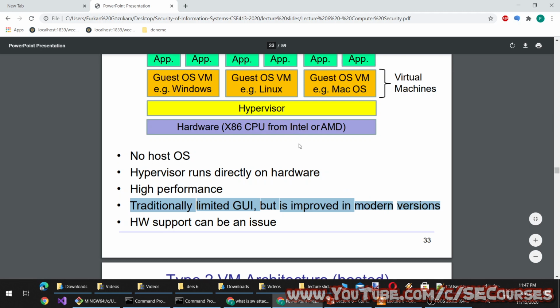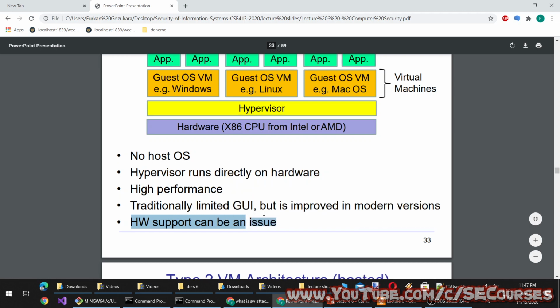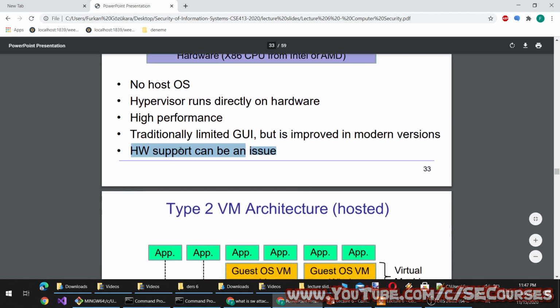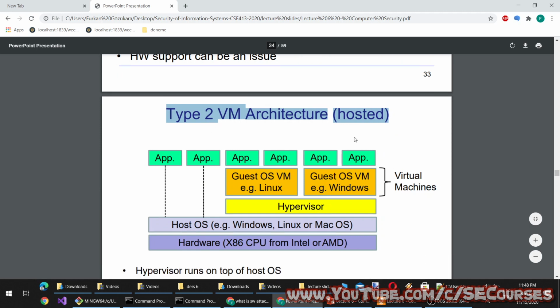Traditionally limited GUI, but is improved in modern versions. GUI is the graphical user interface. Hardware support can be an issue. So Type 2, which is hosted. Type 2 VM architecture, hosted.